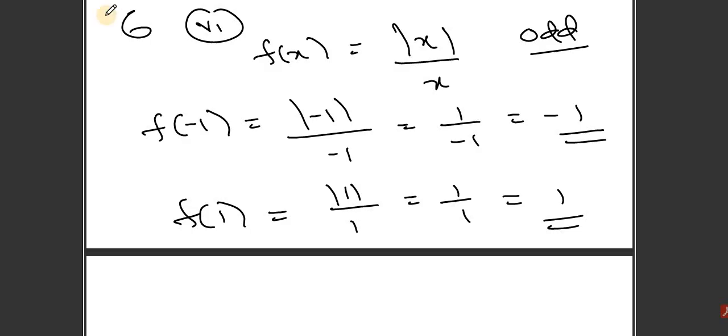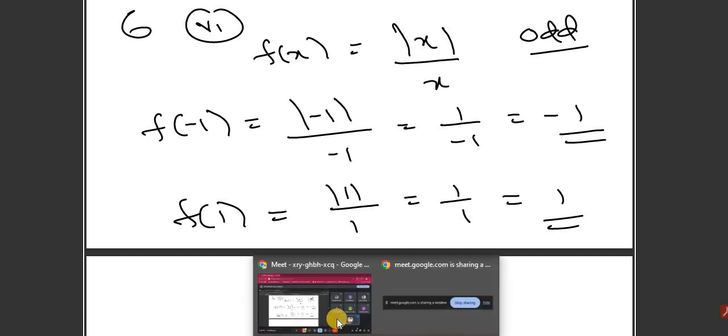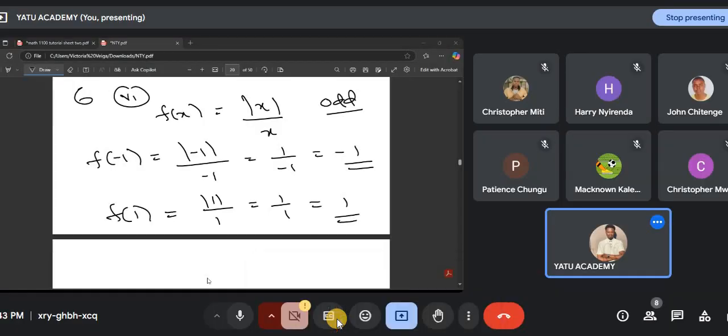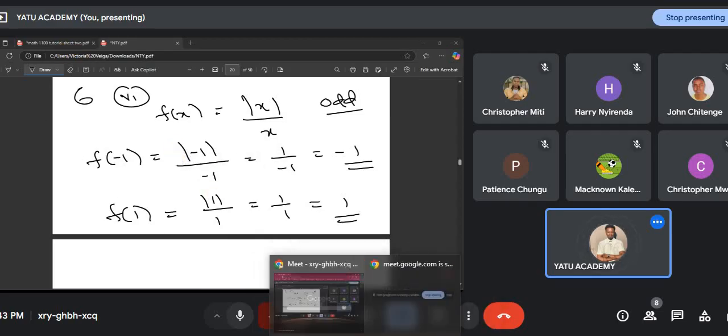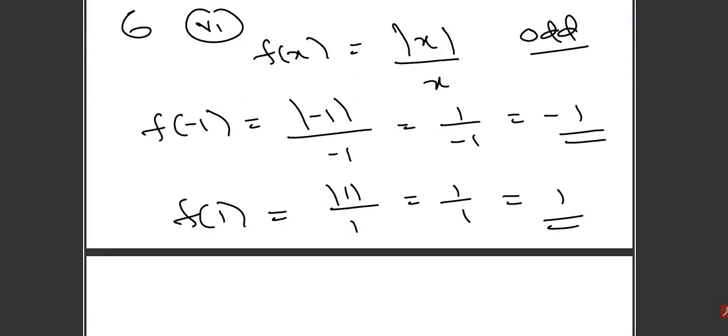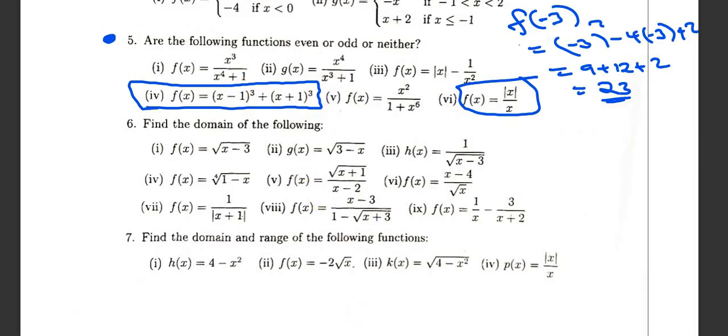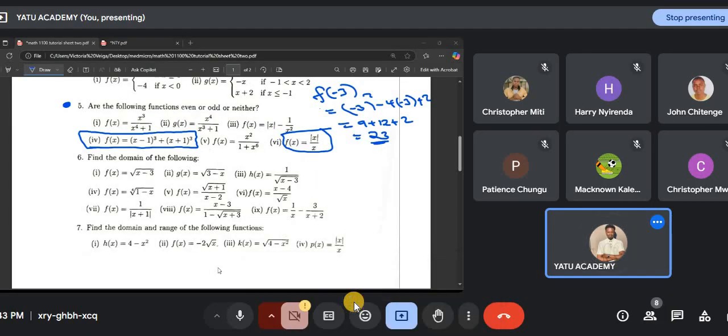Is number 5 okay, guys? Any question on number 5? Is there anything that looks challenging there? Question number 5. Is this okay, guys? Christopher, miti munasova kudala hivi te?